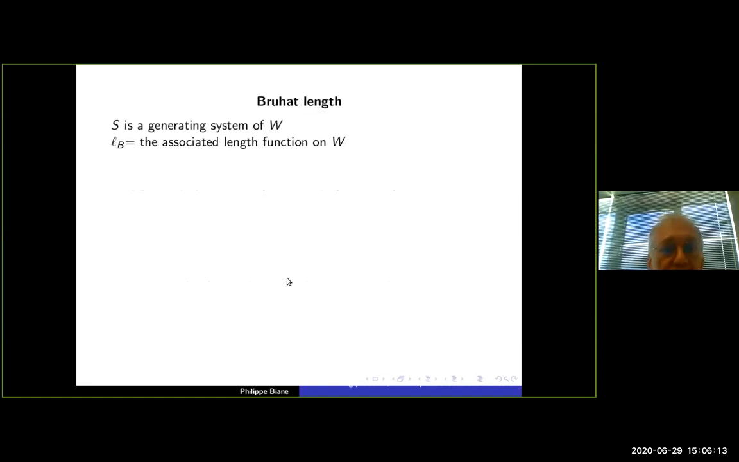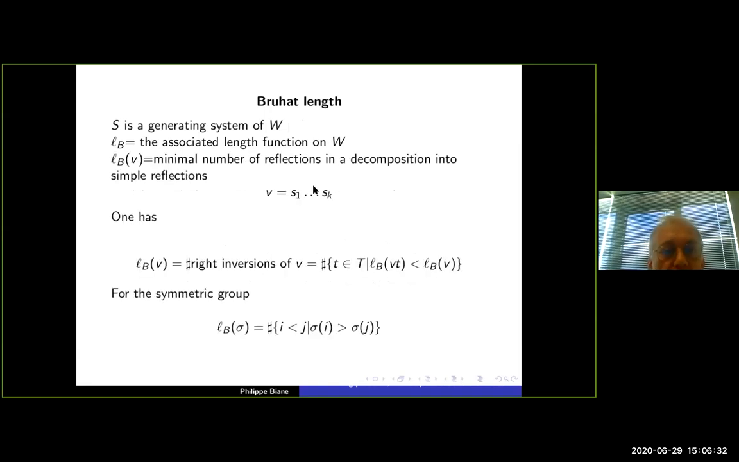Now, parallel to the absolute length, I define the Bruhat length. So instead of T, I look now at S, the simple reflections. S is a generating system for W, and I call LB the associated length function on W. By definition, LB of V is the minimal number of simple reflections that you can use in a decomposition of V as a product of simple reflections. So k is the smallest number that you need in order to write V as a product like that.